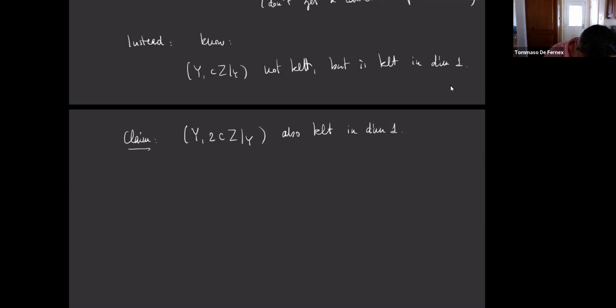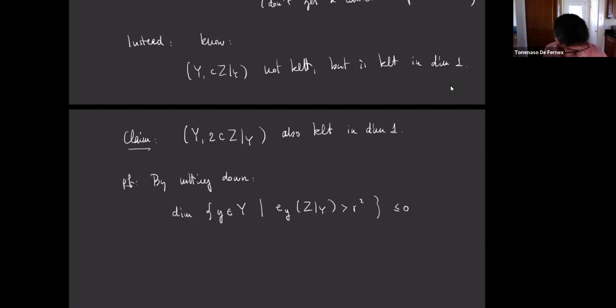So let's prove this claim. Okay, so by cutting down, we can ensure that a set of high multiplicity also gets cut down. So we have the following. This is maybe not completely trivial, but it's true. The dimension of this set is less or equal than 0. In fact, it's actually dimension 0.